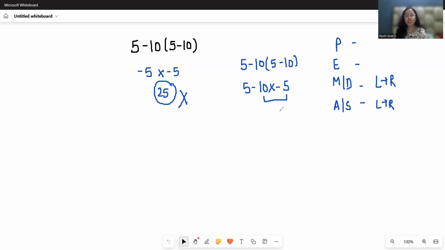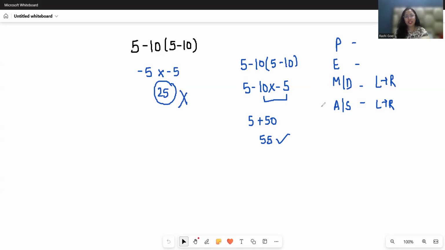So the multiplication sign is between minus 10 and minus 5. When we multiply it, we get plus 50, and 5 plus 50 is 55. So what is the correct answer? 55, not 25. I hope it's clear and you learned something new and how to apply this rule. When you apply the right steps, you will always get the right answer.